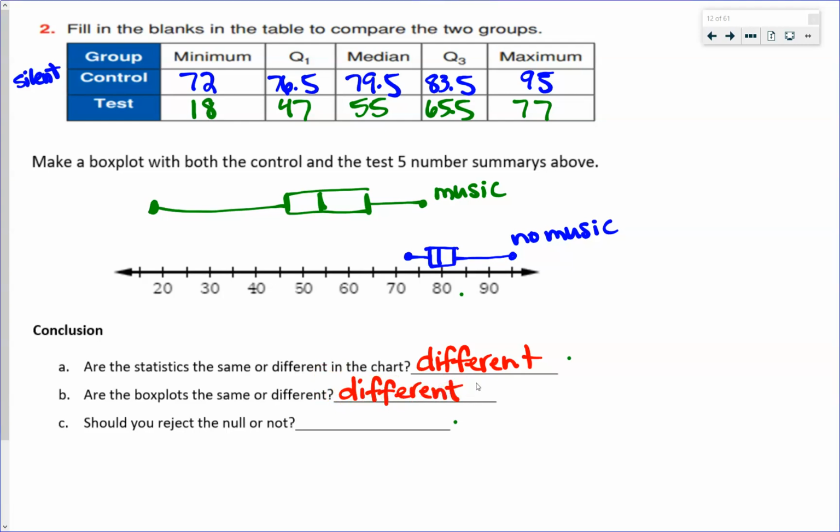So, do we have evidence to prove that there was a difference? Yes, we have evidence. So, yes, we are going to reject. Okay? We're going to reject the null. Remember, the null said there was no difference. We have evidence to prove that there is. Reject the null. We have proven that music will affect their quiz scores. All right? Let's do another one.